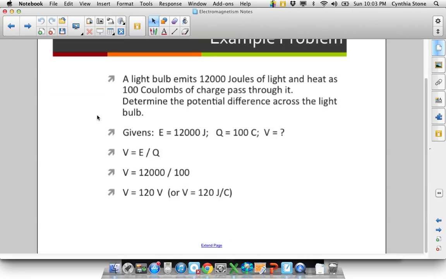Just a little example. A light bulb emits 12,000 joules of light and heat with 100 coulombs of charge. Determine the potential difference. It's a straight divide. Energy divided by charge. Again, the hardest part is just deciding what's what in here. And then you just sub it into the formula.